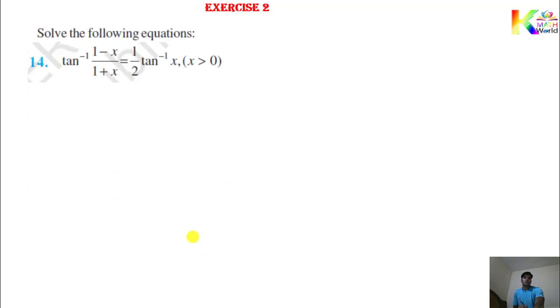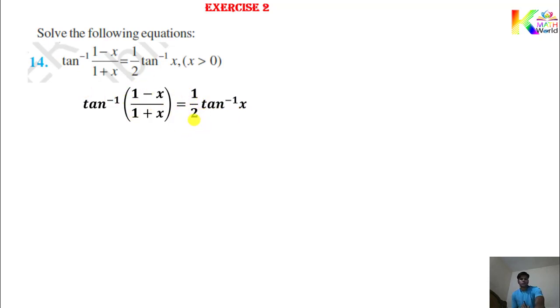Next question. Tan inverse of (1 minus x over 1 plus x) equals 1 by 2 into tan inverse of x. Right now you don't have a direct formula, and here you can see 1 by 2. So firstly take this 2 to the other side. This is your question right now, in front of you.